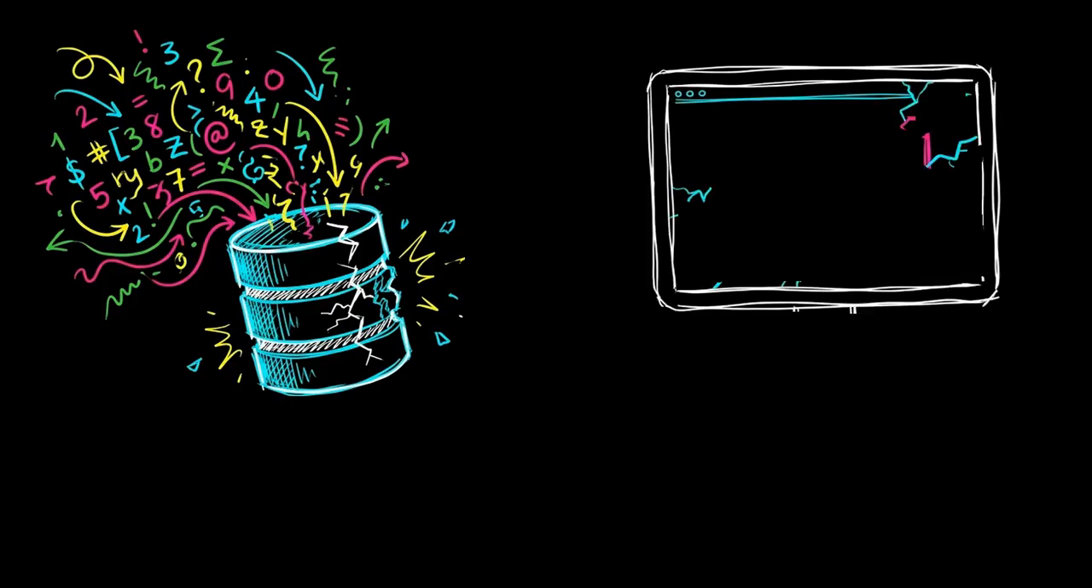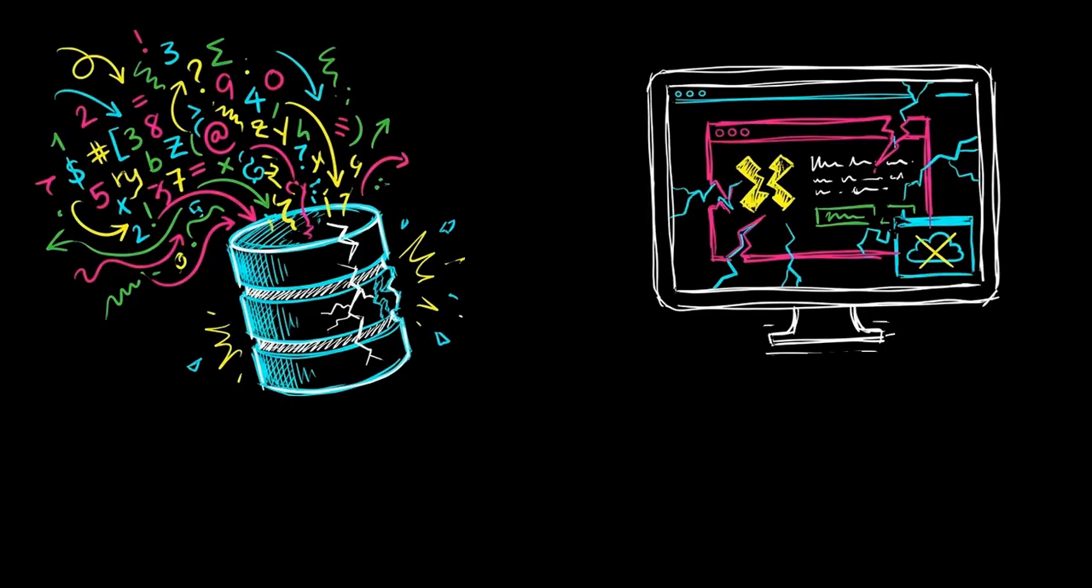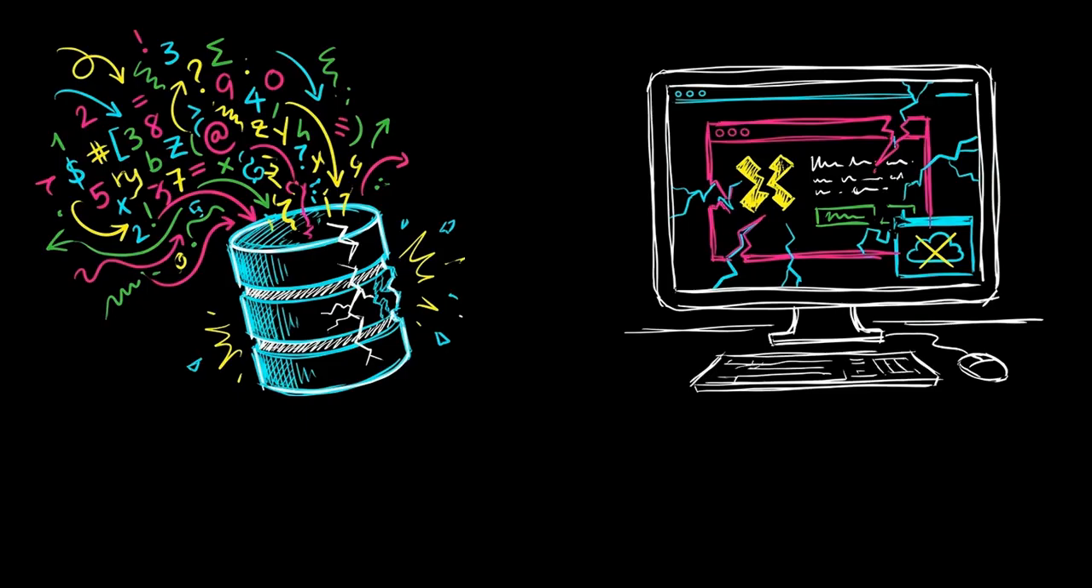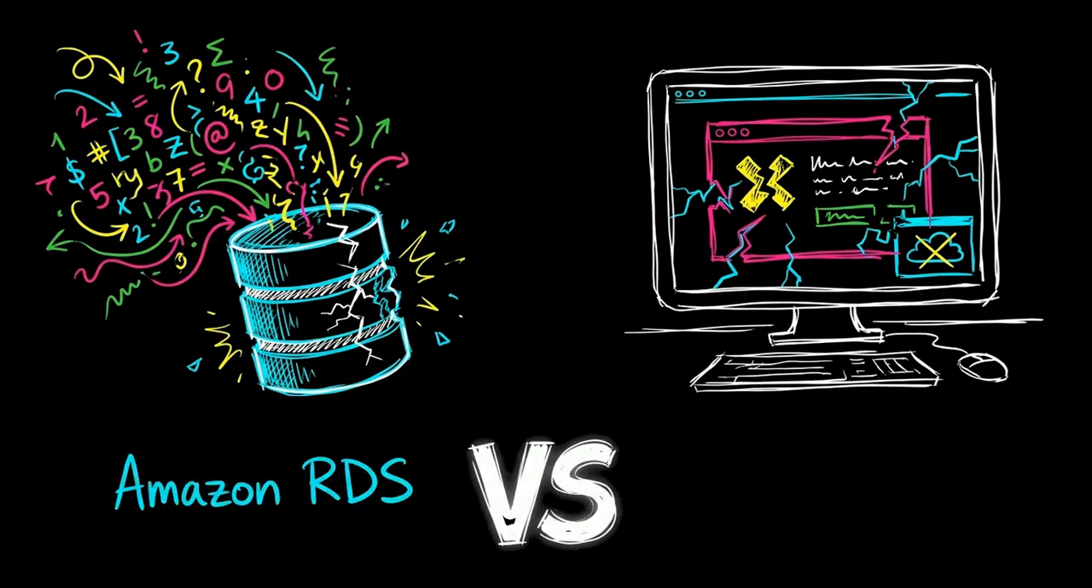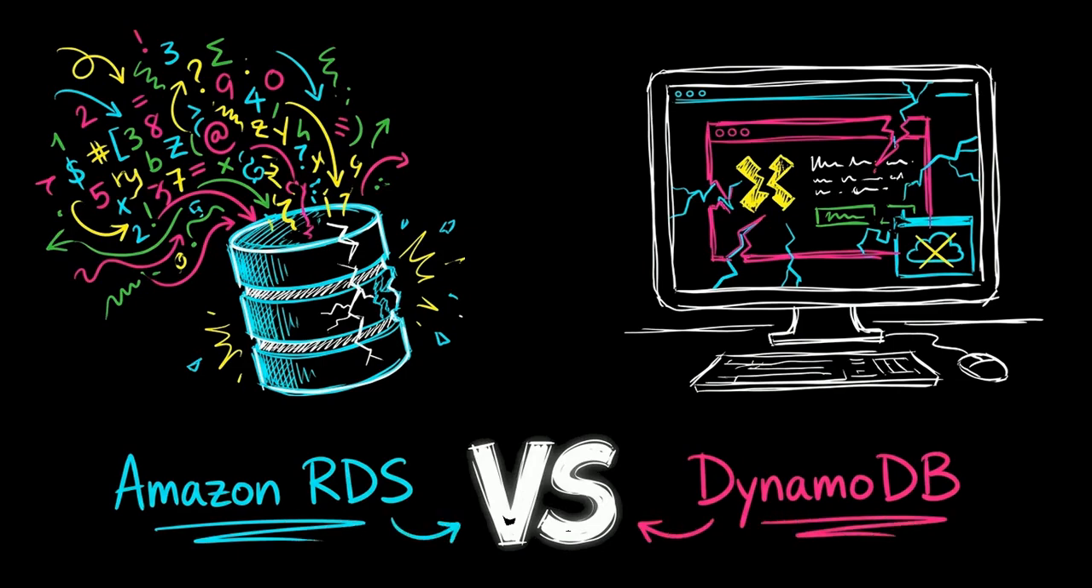This is what happens when unpredictable data hits the wrong database. If you force changing data into the wrong system, your entire application can break. So today, we're settling the ultimate database debate: Amazon RDS versus DynamoDB. Let's define what they are.